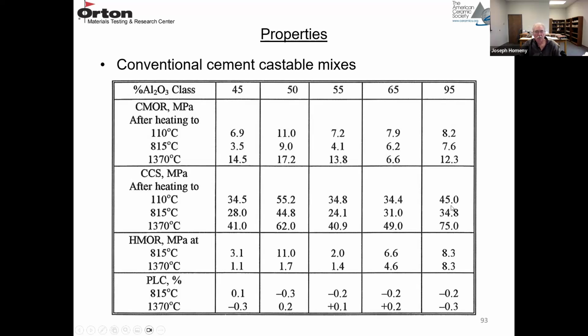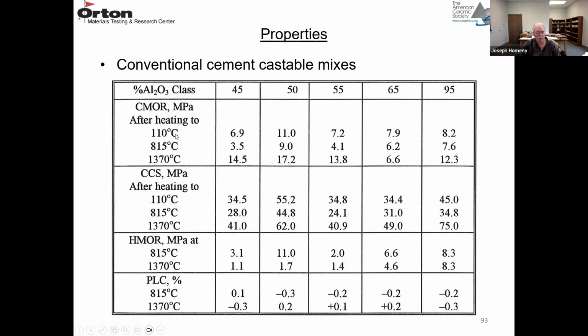So I have a few of these property data sheets. This is for a conventional cement castable. So it's a high cement castable, and it goes from about 45 to 95% alumina. And all I want to do is point out what happens when you heat these materials. So this is the cold MOR in megapascals. This is the cold crushing in megapascals. And these are measured after heating to these temperatures.